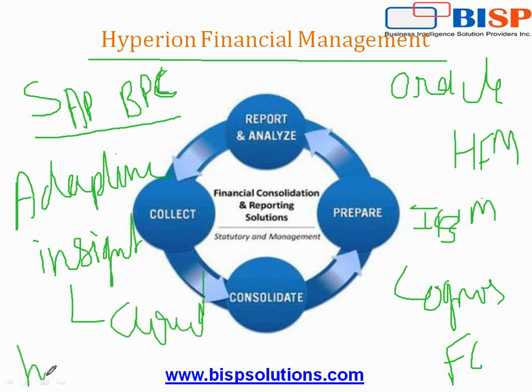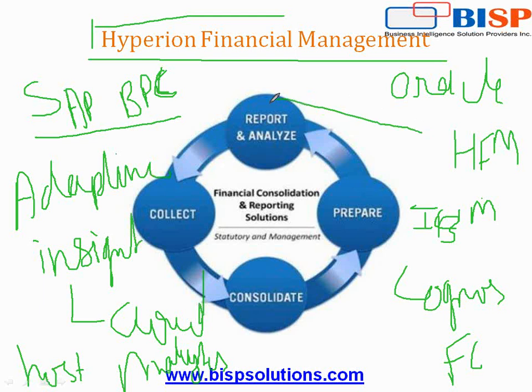There's one more company called Host Analytics. They also build a similar kind of solution. There will be a couple more small and mid-size companies. But when it comes to enterprise consolidation, companies trust HFM, or they go for SAP or they go for IBM. Then in turn they have cut-throat competition. But small-scale companies do not come into the picture.